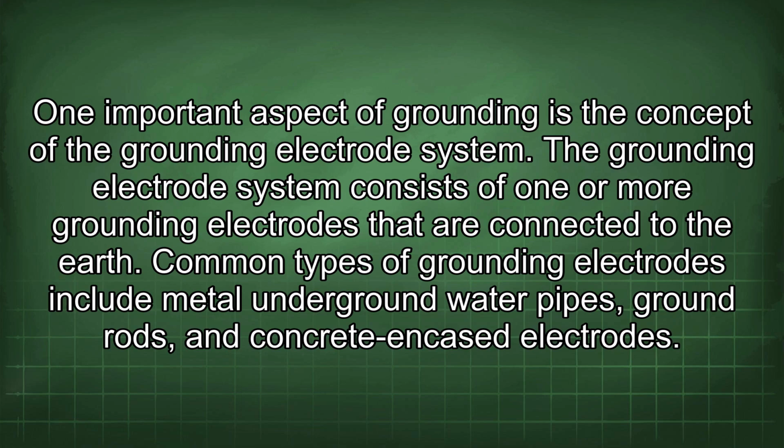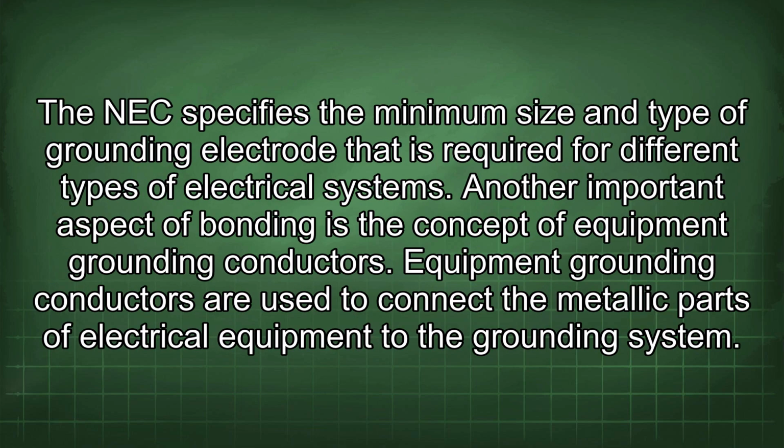One important aspect of grounding is the concept of the grounding electrode system. The grounding electrode system consists of one or more grounding electrodes that are connected to the earth. Common types of grounding electrodes include metal underground water pipes, ground rods, and concrete encased electrodes. The NEC specifies the minimum size and type of grounding electrode that is required for different types of electrical systems.